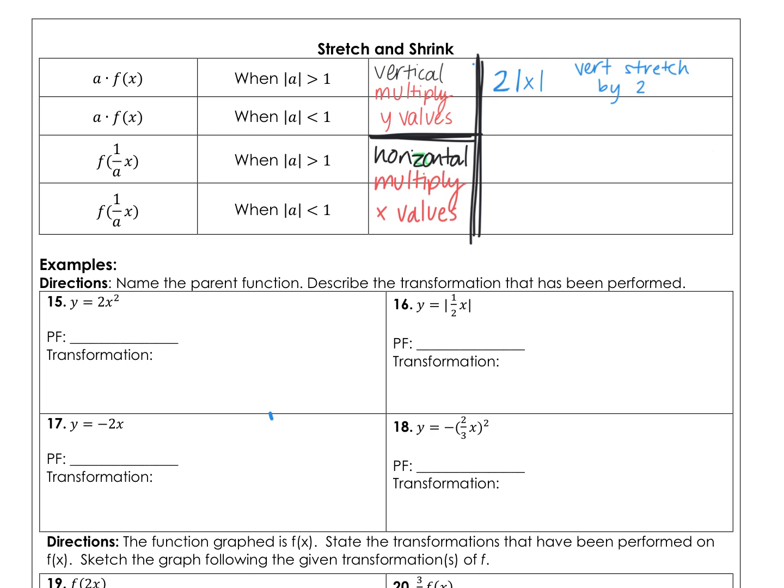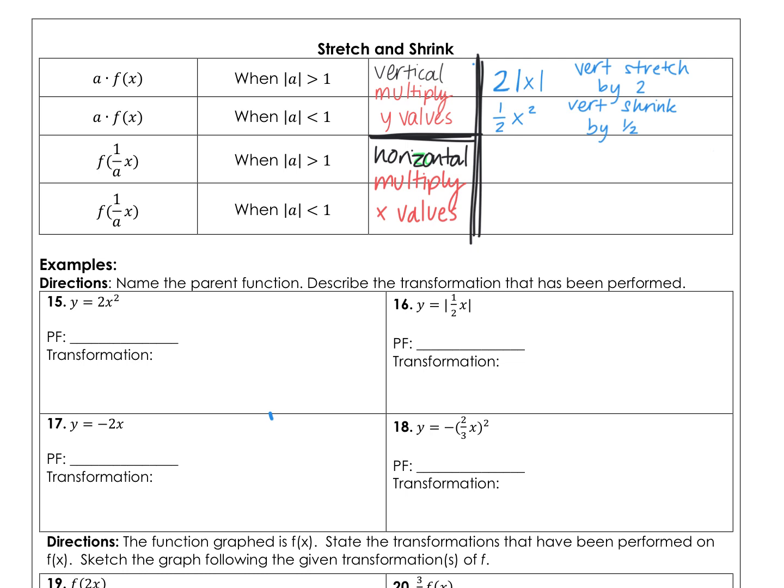That's when it's bigger than 1. If it's smaller than 1, like 1/2, we'll use a quadratic this time. When it's smaller, it gets shrunk. So it's a vertical shrink, or sometimes we say compress, but vertical shrink by 1/2.